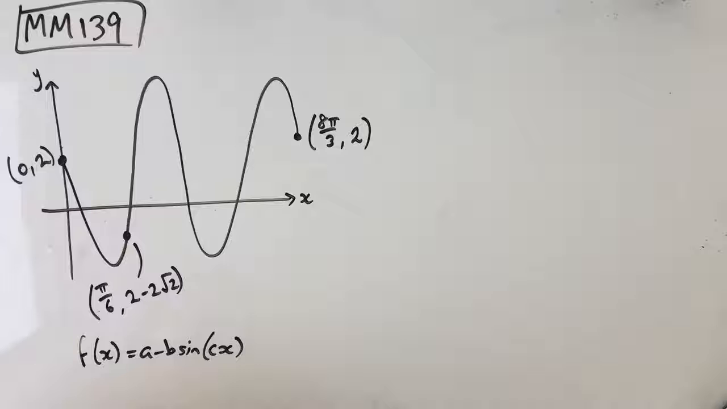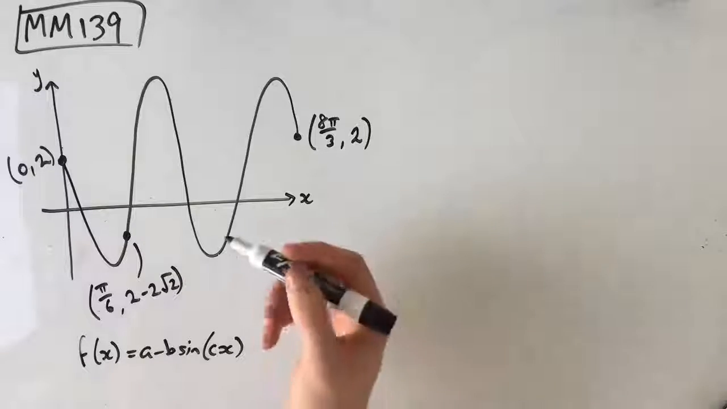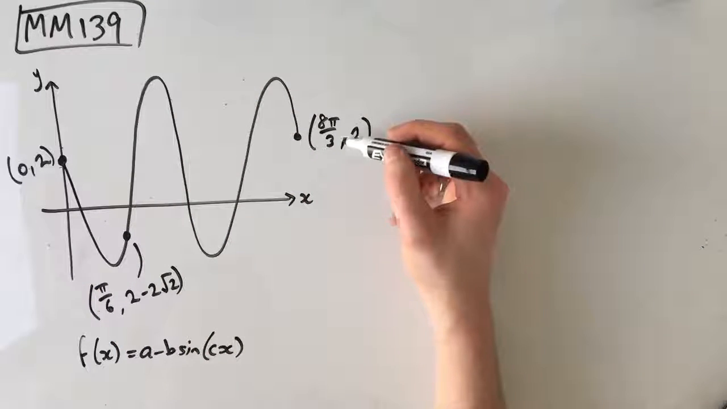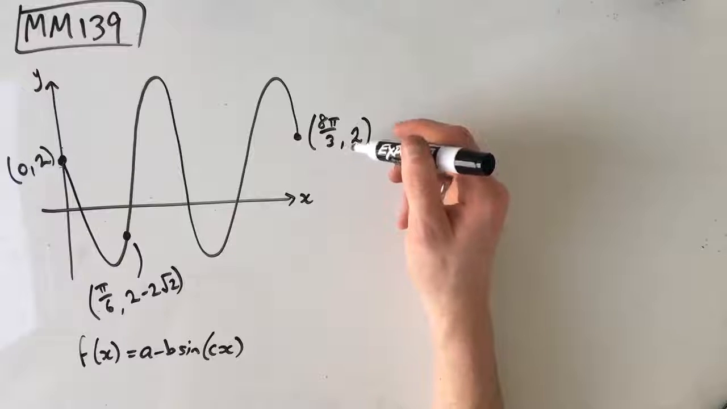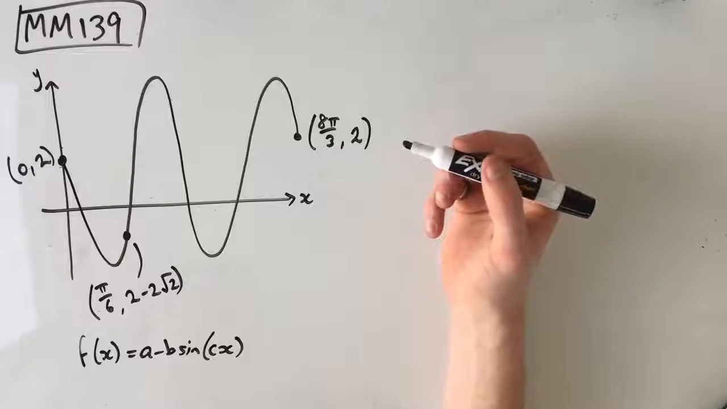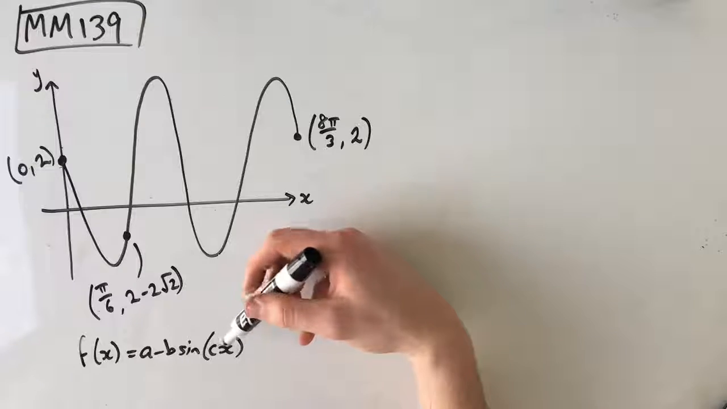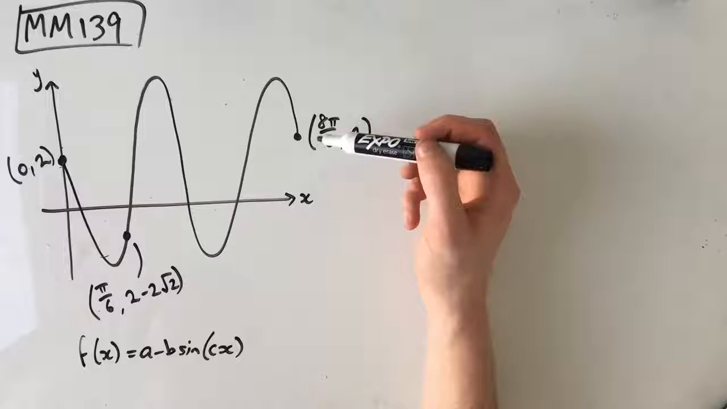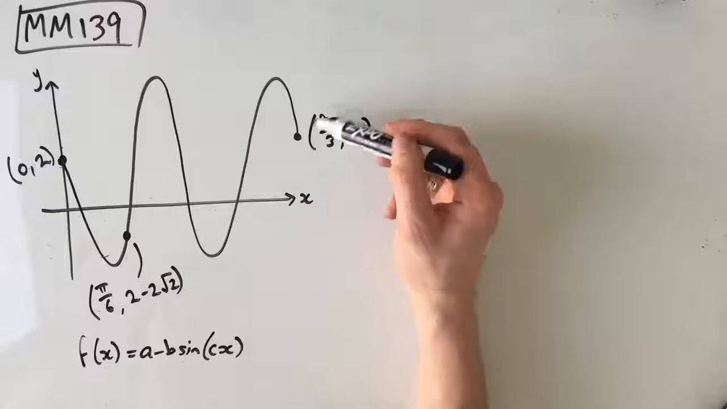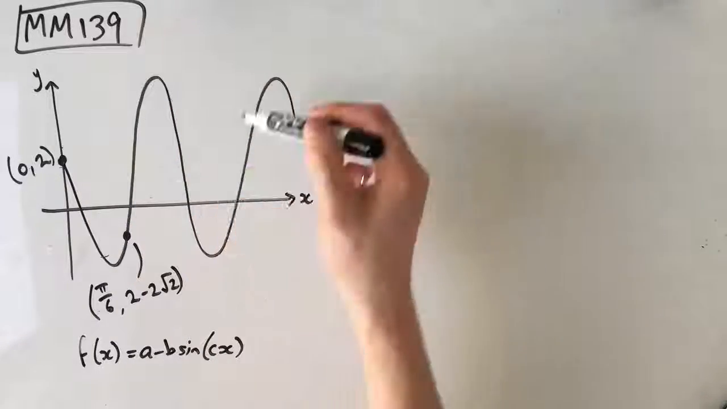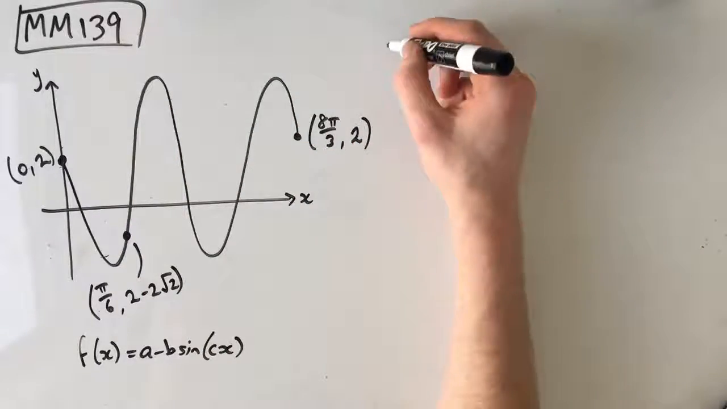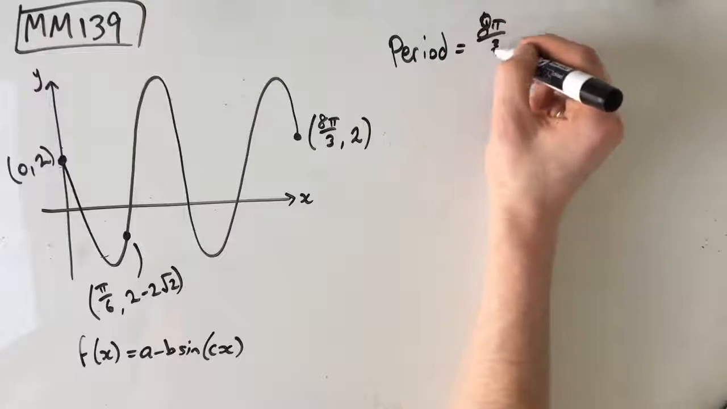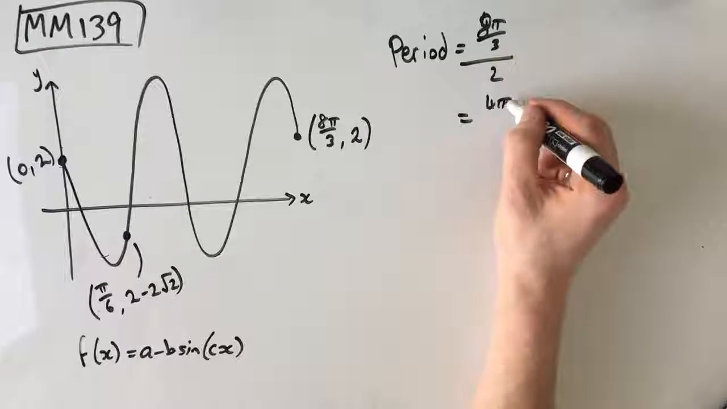Awesome. So from this graph we can see that it passes through 0, 2, goes down to begin with obviously because it's a negative sine graph. We've got 8 pi on 3, 2 here. So first things first is our period, or our value of c. As we can see, the graph cycles around twice to get to 8 pi on 3, which means that the period is half of 8 pi on 3, right? Because if this is 2 cycles, then one period will be half of that, which means that our period is equal to 8 pi on 3 divided by 2, which is 4 pi on 3.